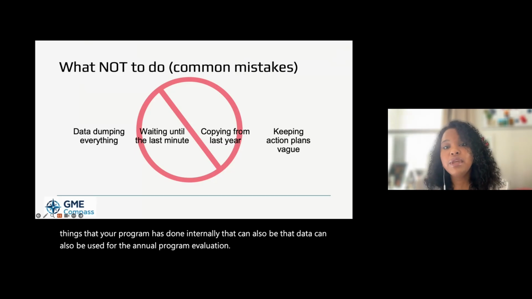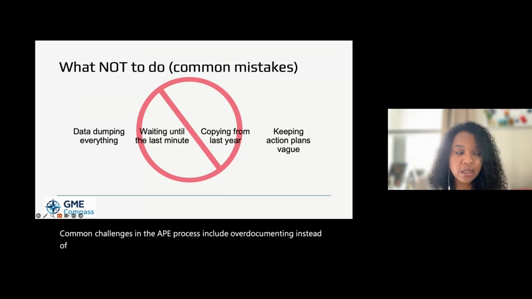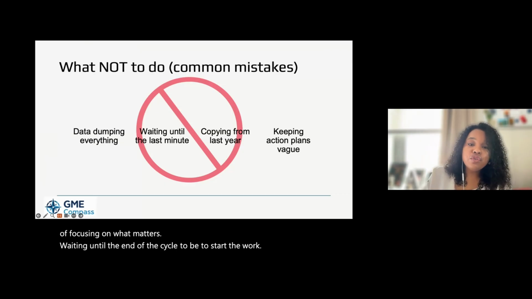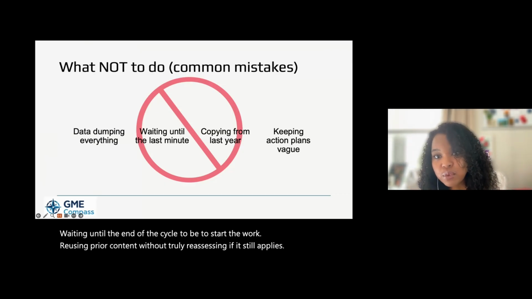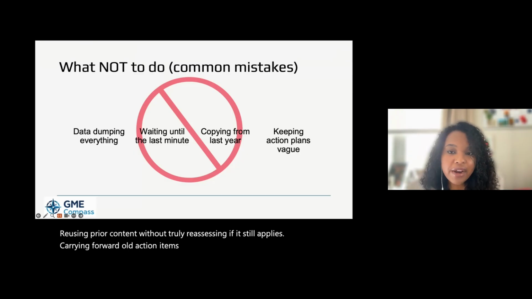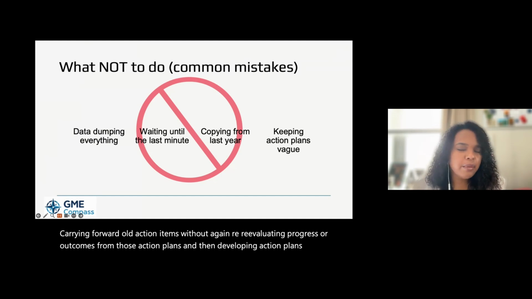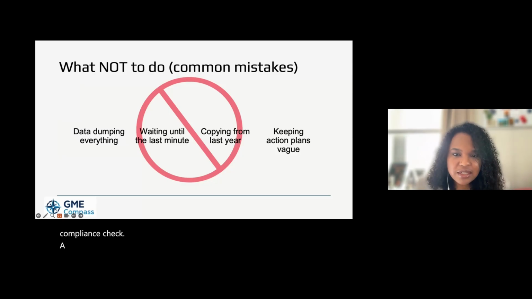Common challenges in the APE process include over-documenting instead of focusing on what matters, waiting until the end of the cycle to start the work, reusing prior content without truly reassessing if it still applies, carrying forward old action items without reevaluating progress or outcomes from those action plans, and developing action plans that are vague and not actionable. A more effective approach to this is to keep the process focused, intentional, and ongoing.